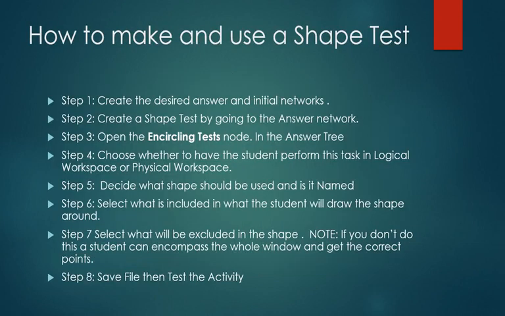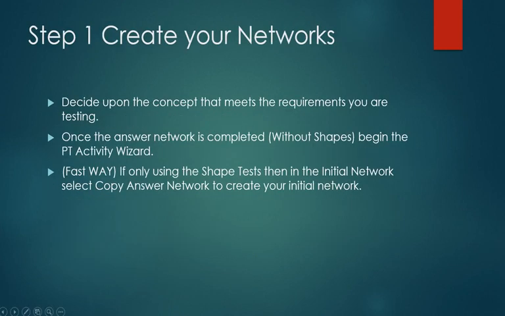These are the 8 steps needed to have a shape test score inside the Packet Tracer Activity Wizard using the assessment tree. Create the initial and answer networks. It's always best to create the answer network first.